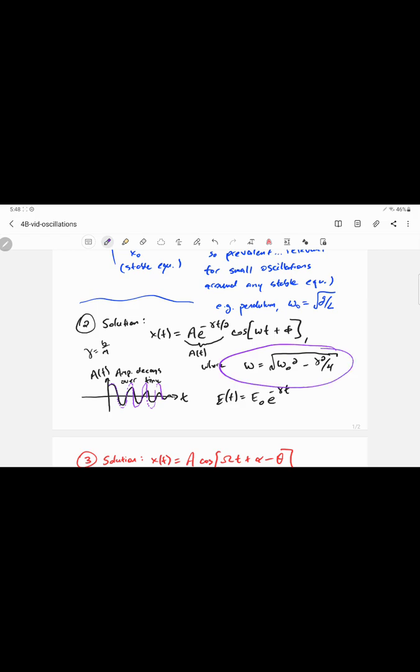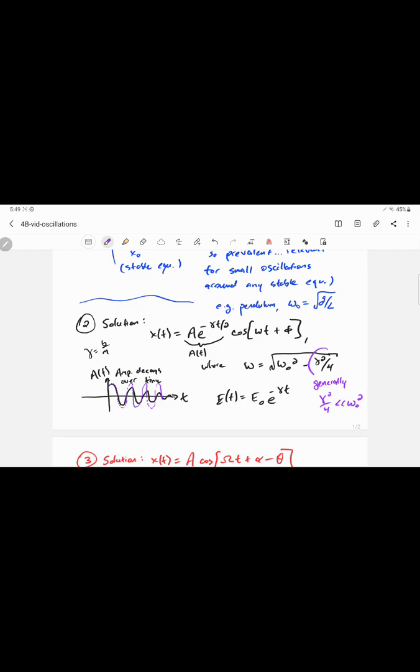But there is a difference. Notice how omega and omega naught are not quite the same. Omega with damping is a very tiny bit smaller, and because it's a frequency, this means the period is a very tiny bit larger than the undamped case. The difference is controlled by this formula here. Generally, gamma squared over 4 is much, much less than omega naught squared.